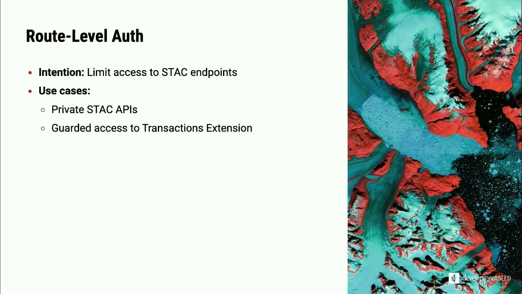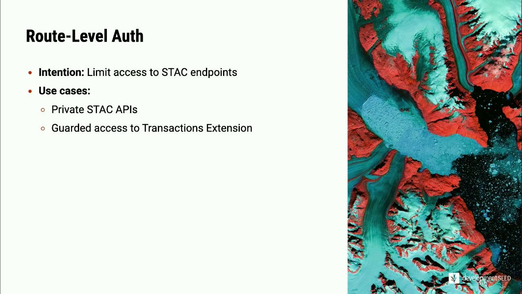And yeah, once that works, now we can impose things like route level auth. So route level auth is kind of like the most basic need of, can I access this API endpoint, right? So common use cases are private STAC APIs. I'm a company, I have a STAC API, it's on the internet, but I only want authenticated users to be able to access anything in it, search it, list collections, and so forth.